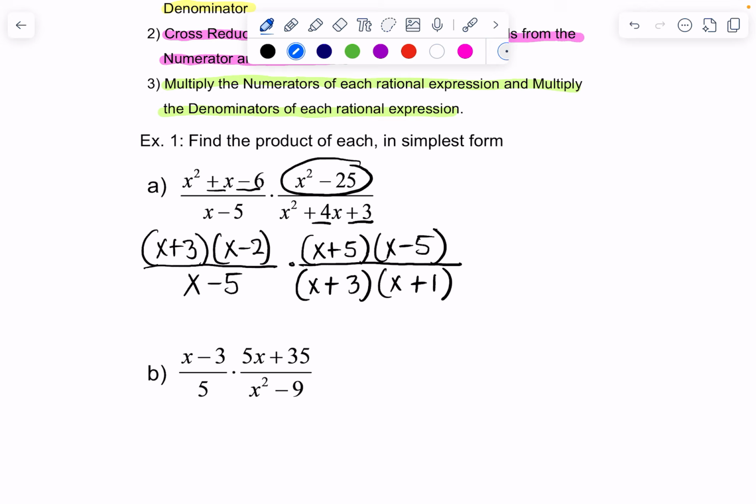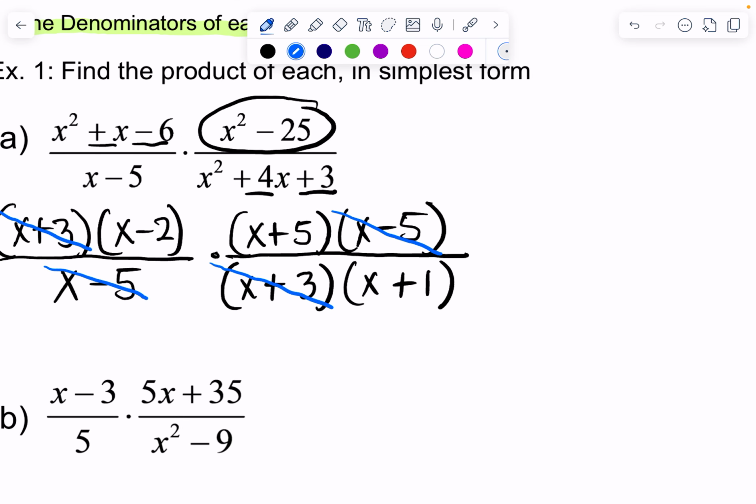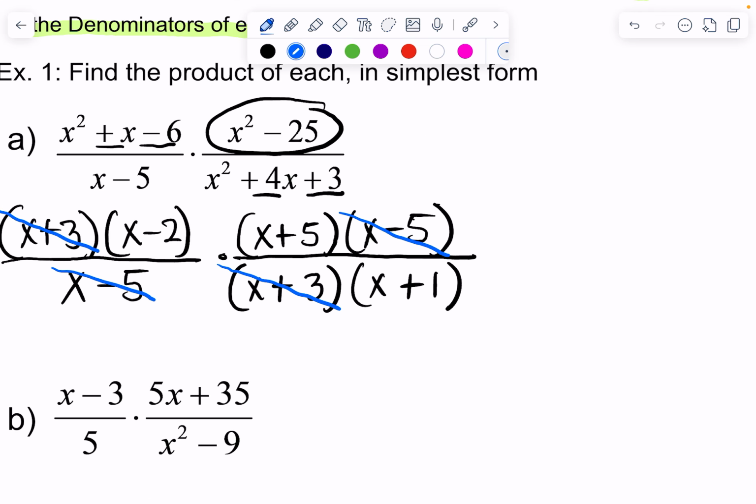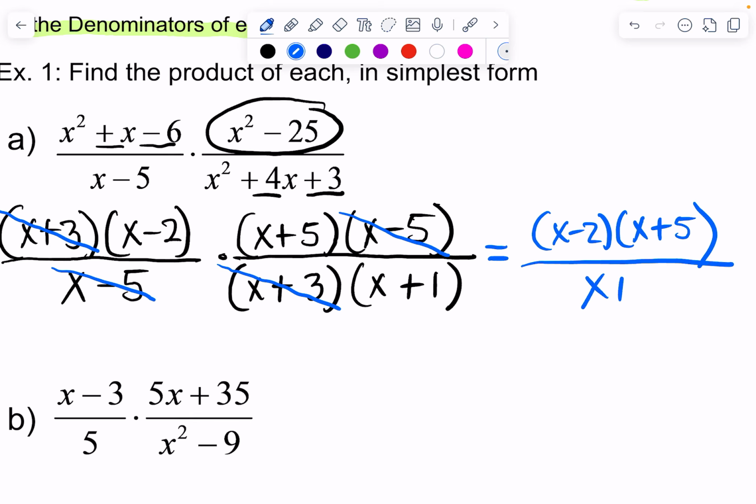Step 2, let's cross-reduce by canceling out exact polynomials. This x plus 3 in the numerator can cancel out with this x plus 3 in the denominator. This x minus 5 in the denominator can cancel out with this x minus 5 in the numerator. And now, step 3, multiply the numerators together and the denominators together. So I've got x minus 2 times x plus 5 divided by x plus 1.